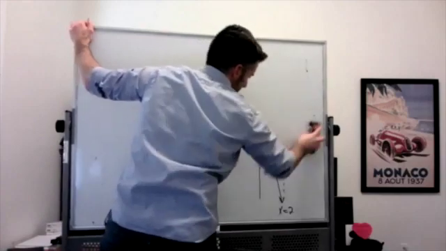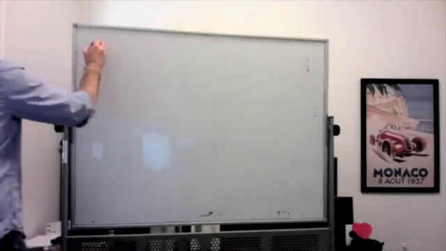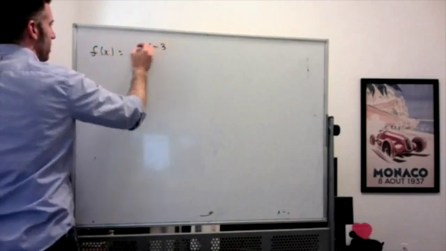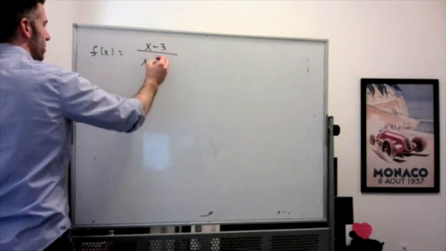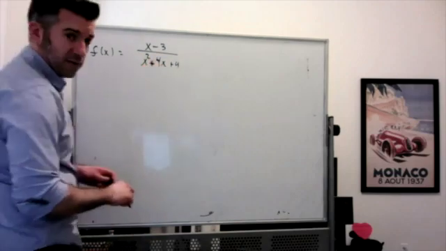Sure, let's do this one. This one's not too terrible. This one will be pretty easy. Let's do f of x equal to x minus 3 divided by x squared plus 4x plus 4. Okay, so let's find all the things.